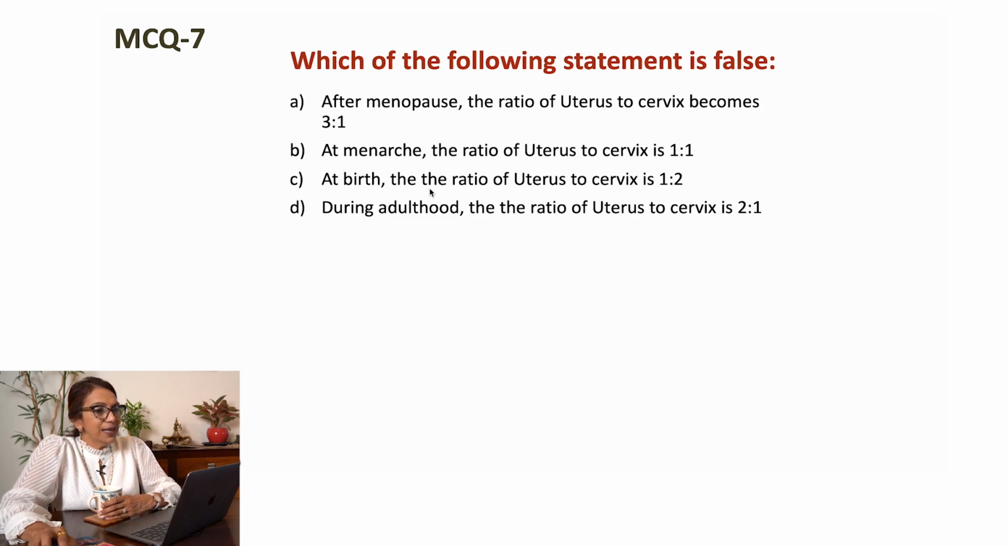So if menarche lies between the two, B is possible. It is possible that at menarche the ratio of uterus to cervix could be 1:1. But after menopause, the uterus cannot further increase in size normally to go to a ratio of 3:1. Abnormally, of course, it can increase in size. So this is a statement which I feel is under normal circumstances false. So A is the option.